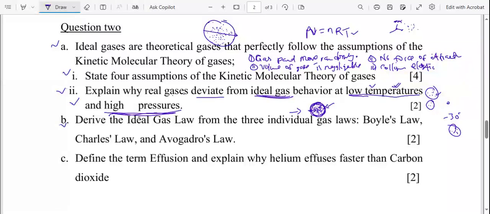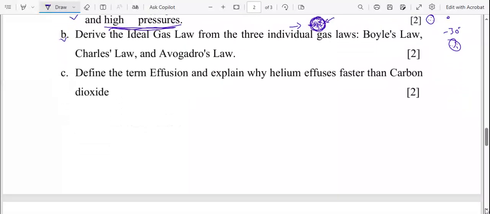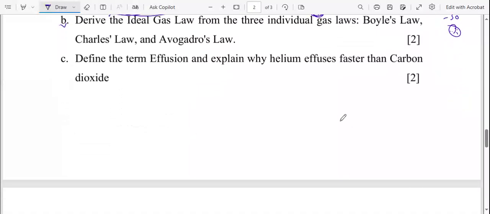So the other question that we have is to derive the ideal gas law from three individual laws: Boyle's law, Charles' law, and Avogadro's law. This is where we get the ideal gas equation from these three laws. The first thing we need to understand, let me start with Boyle's law. Boyle's law says volume is inversely proportional to what? To pressure. Then Charles' law says that volume is proportional to what? Temperature.